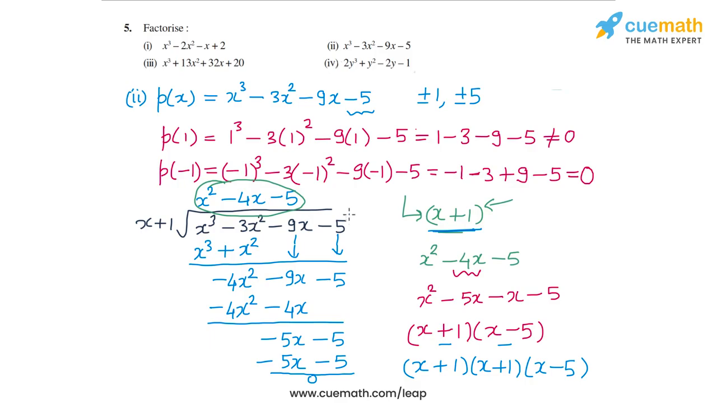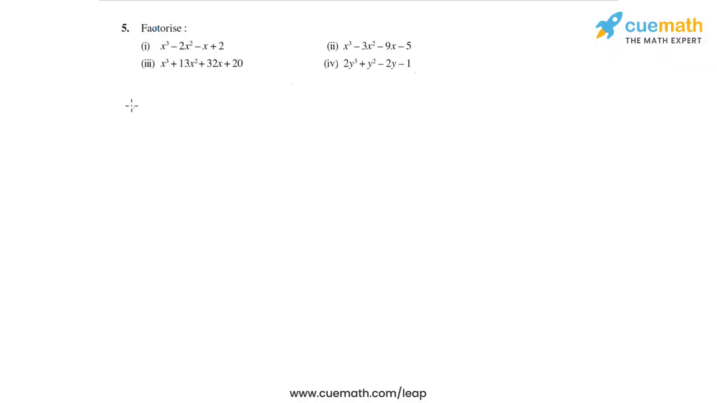Now let's go to the third part. In the third part, the polynomial is, so let's again name it p(x). So this is x cube plus 13x square plus 32x plus 20. So let's use the factor theorem again to find out at least one factor of this polynomial.